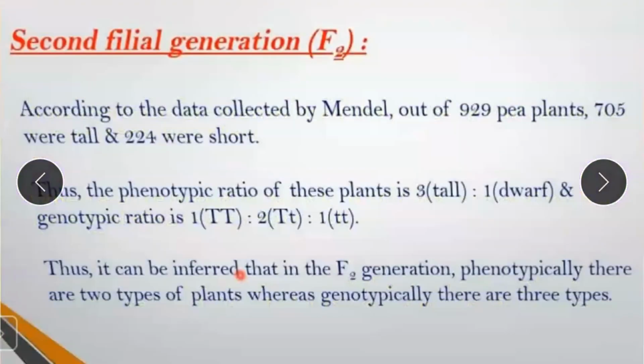According to the data collected by Mendel, out of 929 pea plants, 705 were tall and 220 were short. Thus, the phenotypic ratio of this plant is what? 3 is to 1. Okay. So, what is the genotypic ratio? It is 1 is to 2 is to 1. Thus, it can be inferred that in the F2 generation, phenotypically there are two types of plants, whereas genotypically there are three types of plants.